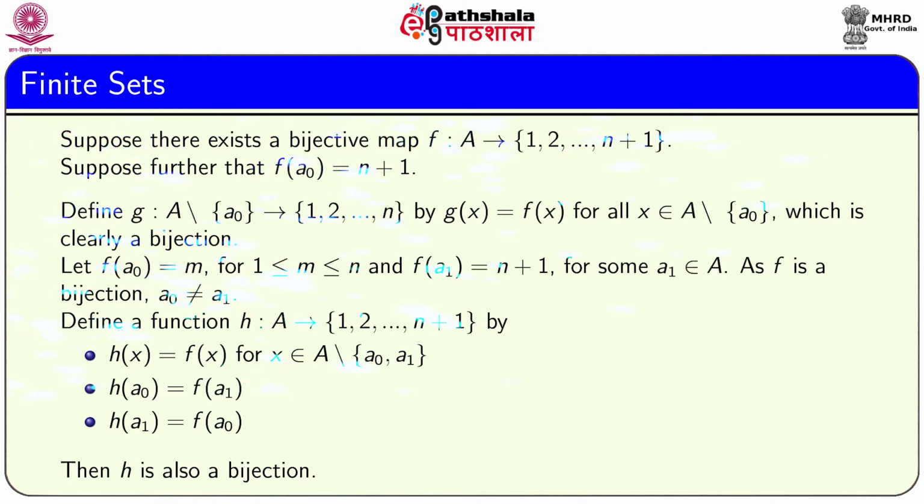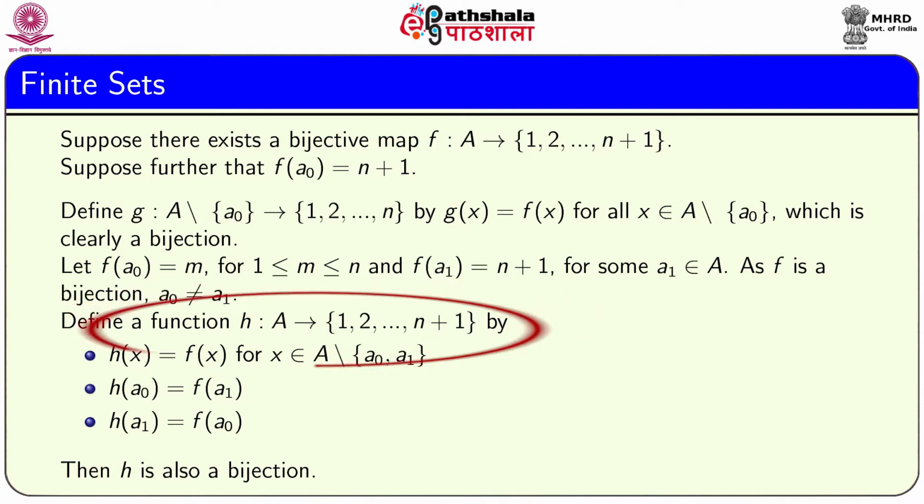Now we suppose that A0 is mapped to some point m which is lying in between 1 and n. In this case, since F was a bijective map, there must be a pre-image of n plus 1 inside capital A. So, assume that the pre-image of n plus 1 is A1. That means, F of A1 is equal to n plus 1. Now, of course, F being bijective, A0 cannot be equal to A1.